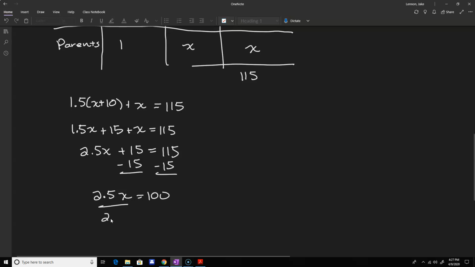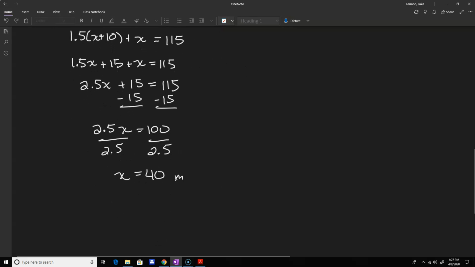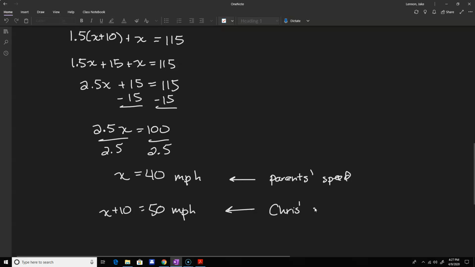So we can divide by 2.5, and we get a speed of 40 miles per hour. So remember, that would be the parent speed. So the parents are driving at 45 miles per hour. So this is the parent speed. Whereas x plus 10 would be 50 miles per hour. And that would be Chris's average speed. And that's it for that problem.